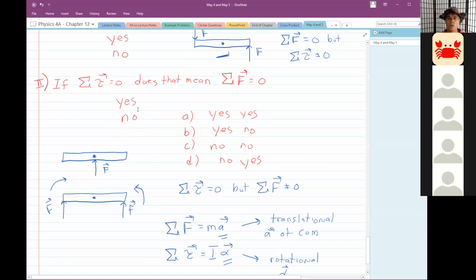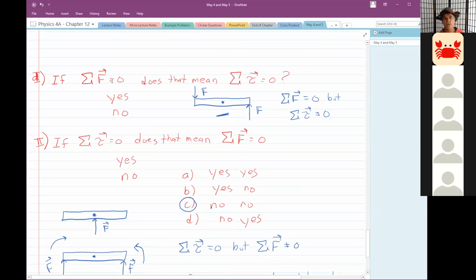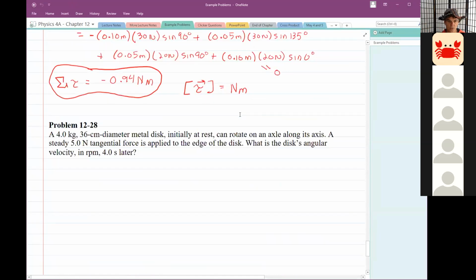So the answer to that clicker question was C, right? The answer was no. So if the sum of the forces is 0, it doesn't mean the sum of the torques has to be 0. And if the sum of the torques is 0, it doesn't mean the sum of the forces has to be 0. Okay, so let me give a little preview of the last two example problems.